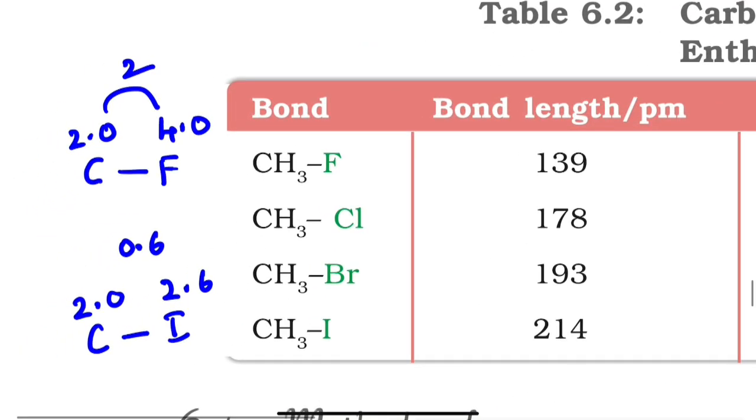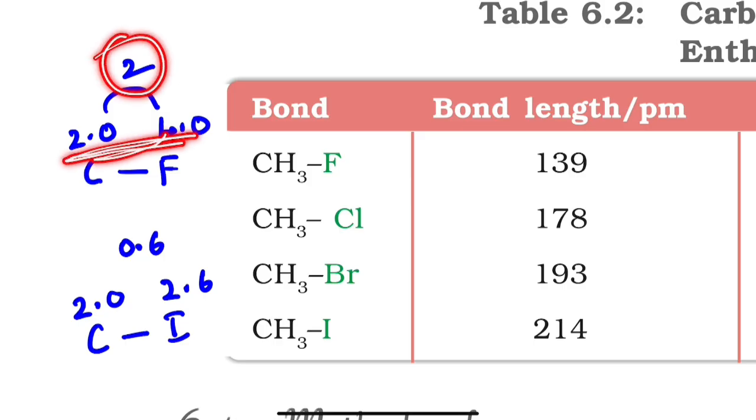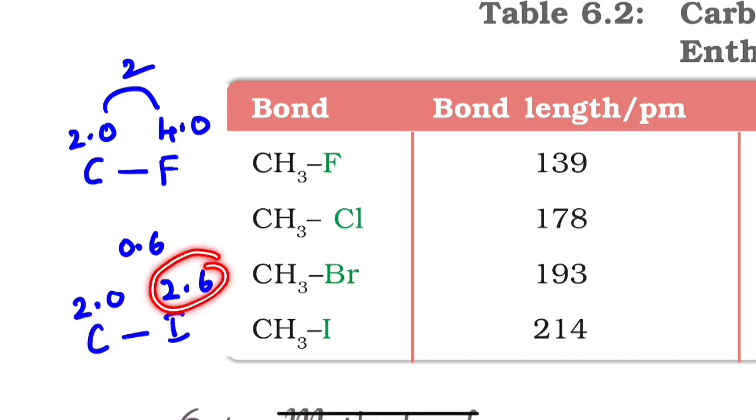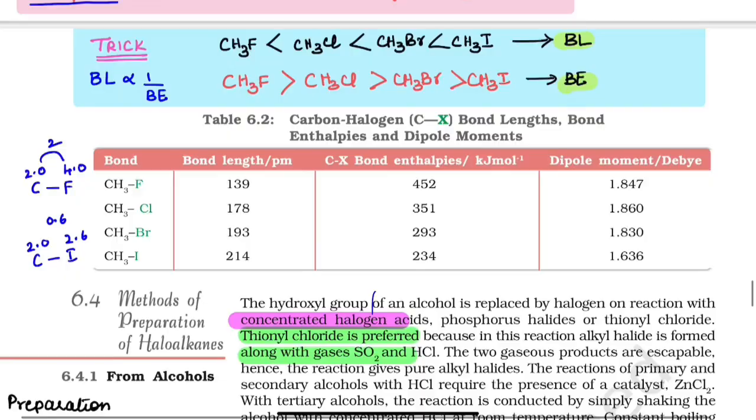Let us see how. In the table, this is the carbon-fluorine bond. Here the electronegativity of carbon is 2.0 and fluorine is 4.0. What is the difference here? The difference is 2. We will take the last one and compare. Carbon is 2.0 and iodine is 2.6. The difference is 0.6. Where the difference is more, the electronegativity difference is high here. So if the electronegativity difference is high, then the dipole moment also should be high.